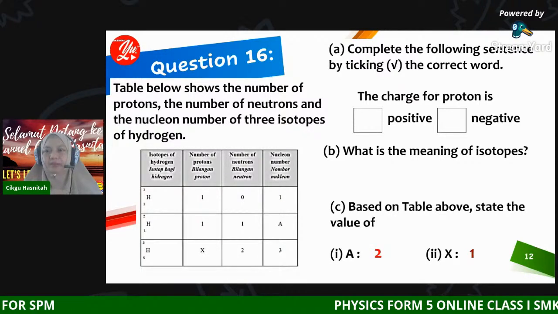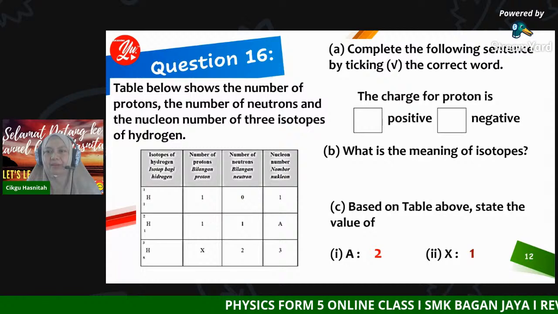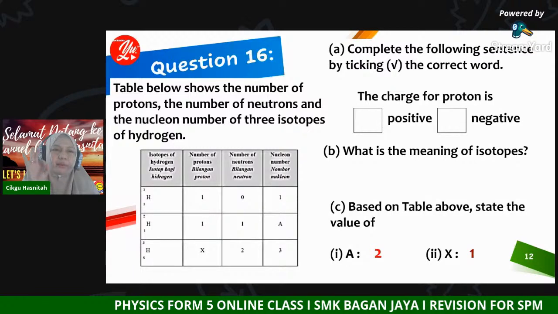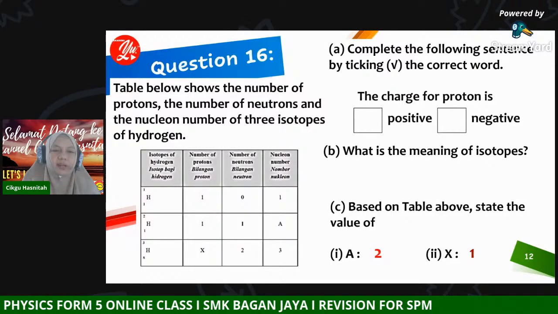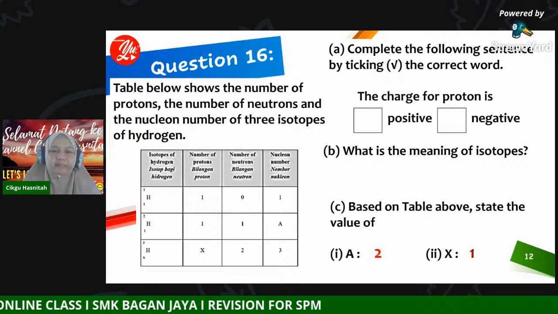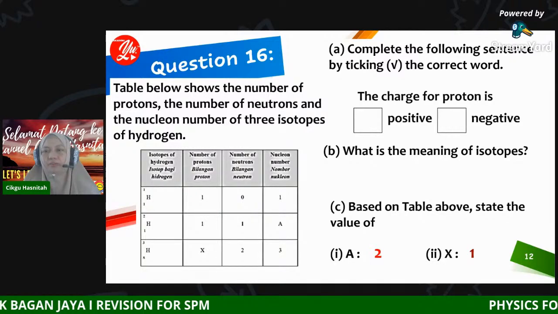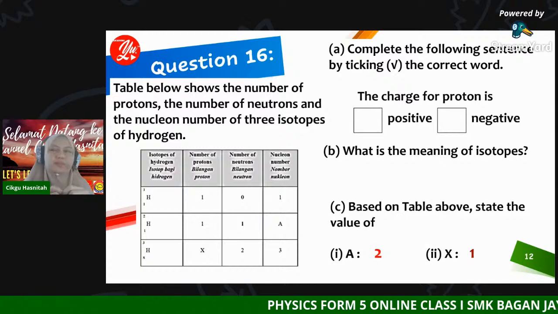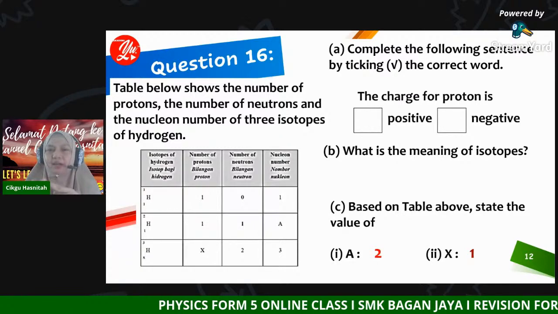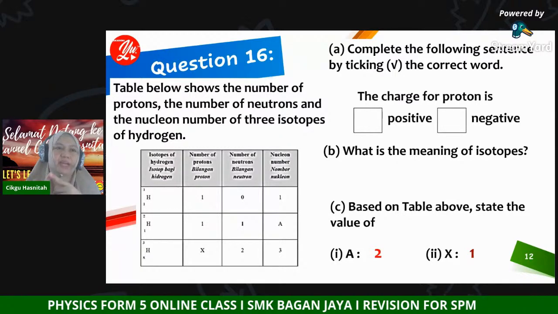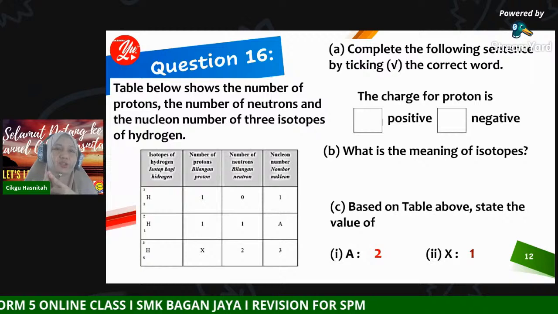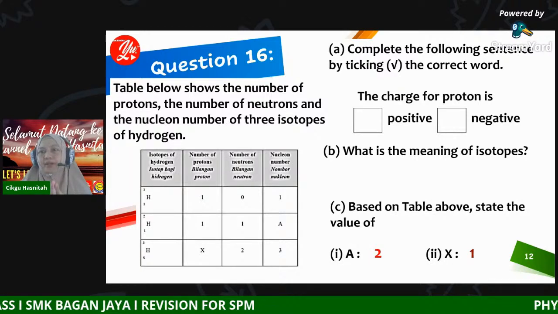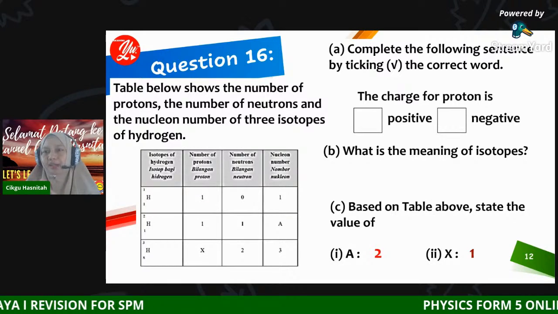D-E-U-T-E-R-I-U-M. Okay, deuterium. And then when H is 3, we call it tritium. Okay, the names of the isotopes are tritium and deuterium. So deuterium and tritium are isotopes of hydrogen. H1 is called hydrogen.